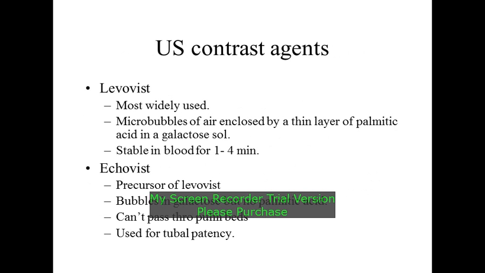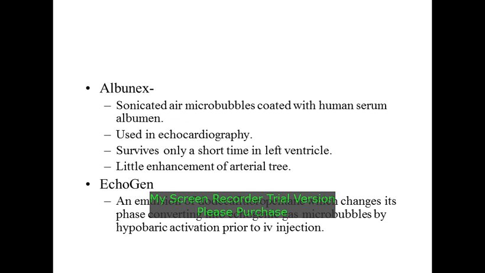Ultrasound contrast agents: Levovist, the most widely used, is microbubbles of air enclosed by a thin layer of palmitic acid in a galactose solution, stable in blood for 1 to 4 minutes. Echovist, a precursor of Levovist-based bubbles in galactose but without palmitic acid, cannot pass through the pulmonary beds and is used for tubal patency. Albunex, sonicated air microbubbles coated with human serum albumin, is used in echocardiography, survives only a short time in the left ventricle, with little enhancement of the arterial tree.